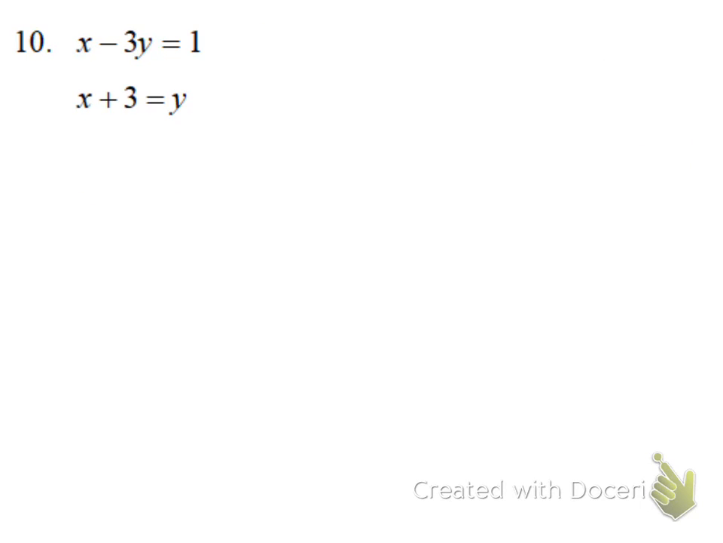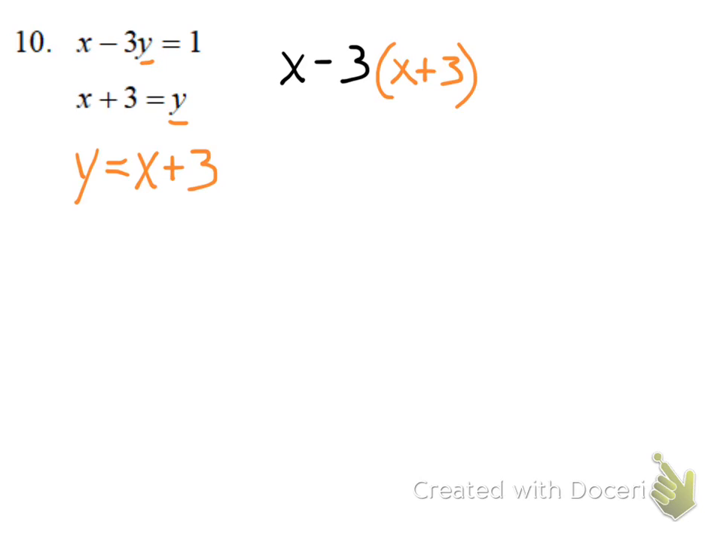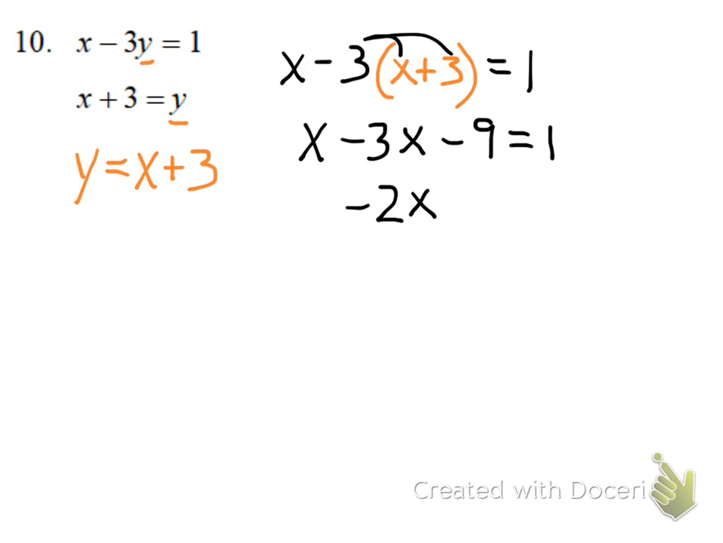Alright, here we already have y by itself. I know the setup's kind of funky here. If you want to rewrite it as y equals x plus 3, you can. So now we're going to replace y with that expression. So we have x minus 3, and in place of y, x plus 3. To get rid of the parentheses, we'll distribute. Negative 3 times x, negative 3x. Negative 3 times 3 is negative 9.